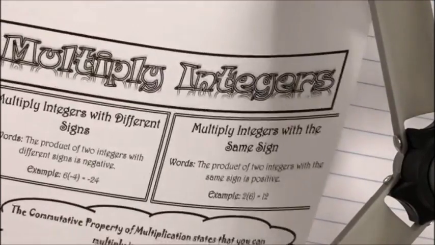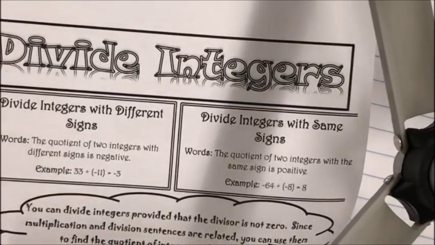On 58, you're gluing in multiply integers. Page 58, multiply integers. Okay. 59, you're going to leave blank. On page 60, you're gluing in divide integers. Page 60 is divide integers. Okay. 61, you're leaving blank.